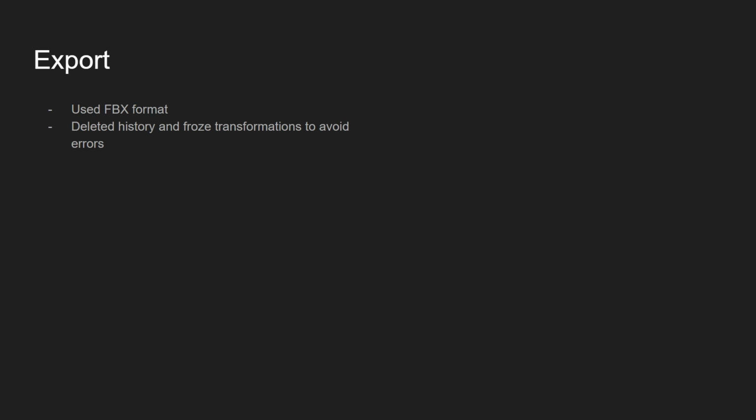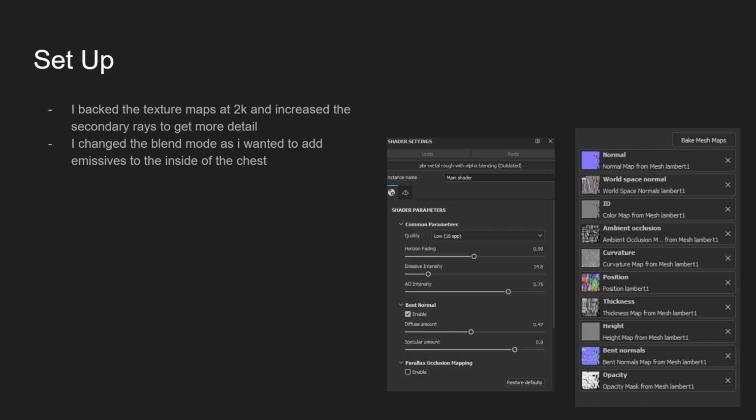For the export, I deleted the history and froze the transformations so it didn't cause errors when I went to texture them, and then I exported this in an FBX format. When I opened the mesh in Substance Painter, I baked the texture maps at 2K and increased the secondary rays so my mesh would have more detail. I then changed the blend mode as I wanted to add emissives to the inside of the chest.